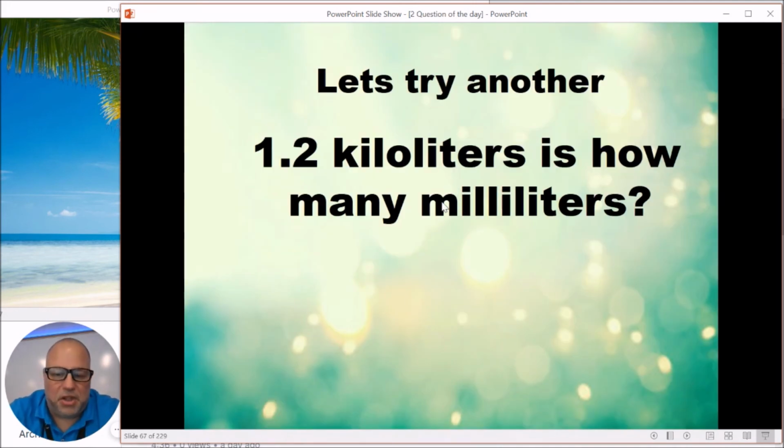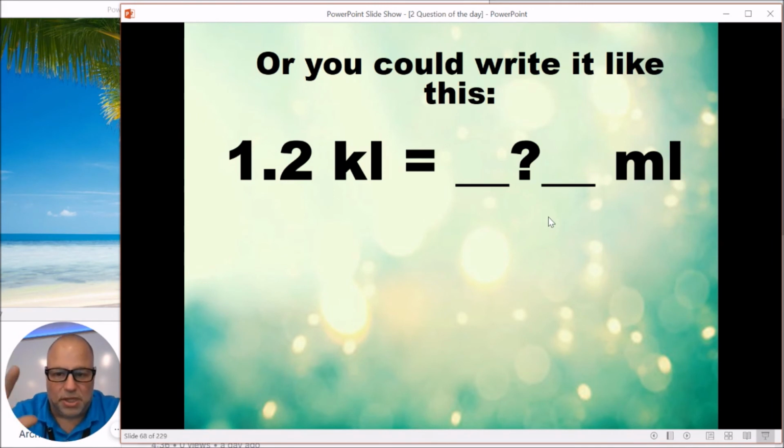Okay, how about another one right here. They have 1.2 kiloliters is how many milliliters? Wait a minute. Oh my gosh, are they completely crazy? This is the absolute King Kamehameha. This is the hardest question you possibly could ever have for converting metric units this year in science, because they're asking you to go from thousands to thousandths. This is the biggest possible problem we could ever have. So we'll get through this together.